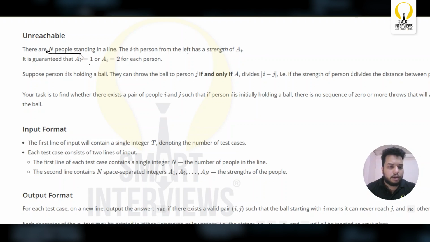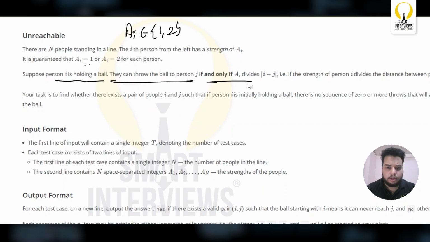Let's start with this problem. Unreachable. There are n people standing in a line. The ith person from the left has a strength A i. It is guaranteed that A i will either be 1 or 2 for each person. And suppose person i is holding a ball, they can throw the ball to person j if and only if A i divides i minus j.